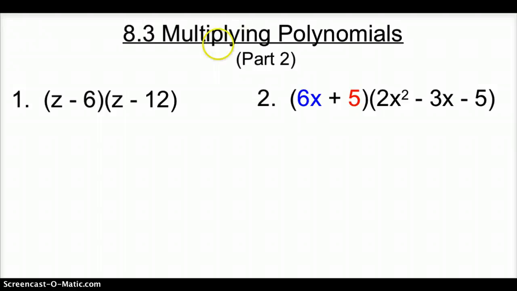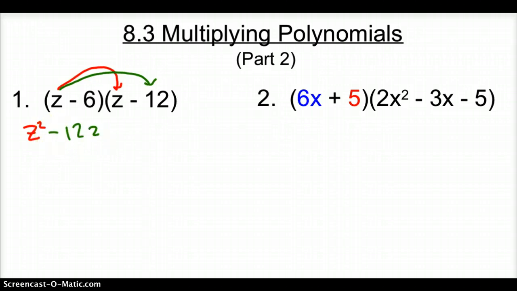We're going to get started right away with number one with a little review of how we multiply two binomials together. I'm going to take this first term and multiply it to the first term of the second guy, so we get z squared, and then I go back to the first term and multiply it to 12, so I get minus 12z.